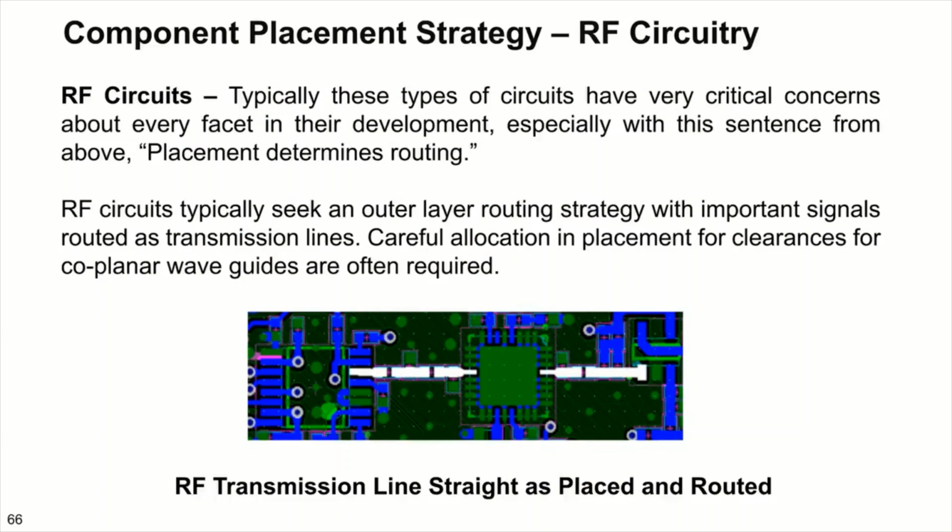Now, when considering some placement strategies for RF circuitry, typically these types of circuits have very critical concerns for every facet of their development, especially with this sentence: the above placement determines routing. So the RF circuits typically seek an outer layer route strategy with important signals routed as transmission lines. Careful allocation and placement for clearance for coplanar waveguides are often required. So therefore, you're strategizing the amount of resources to route on the outside layers.